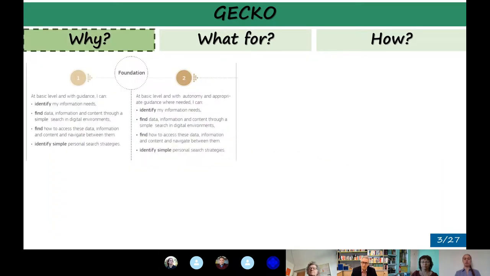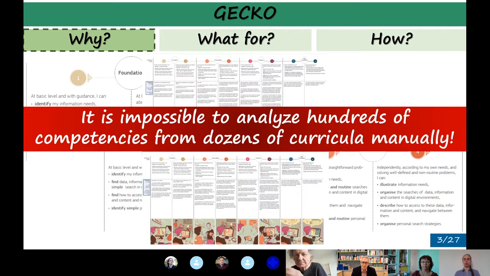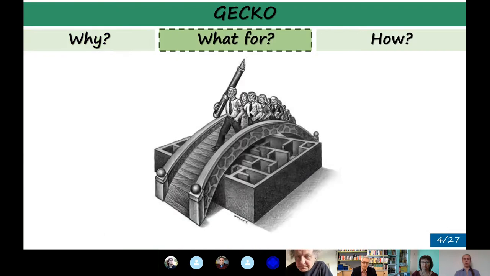Why does it exist? Because it's almost impossible to analyze hundreds of competencies from dozens of curricula manually and to find the relations between these curricula. Its goal is to help teachers to save the time which they spend annually working with curricula and analyzing learning outcomes to create learning plans for their students.